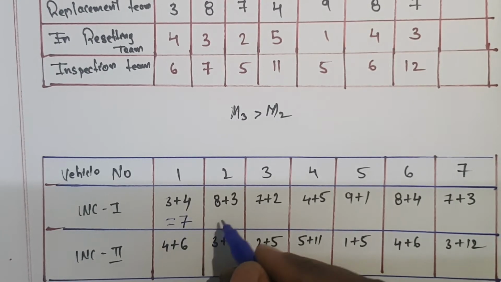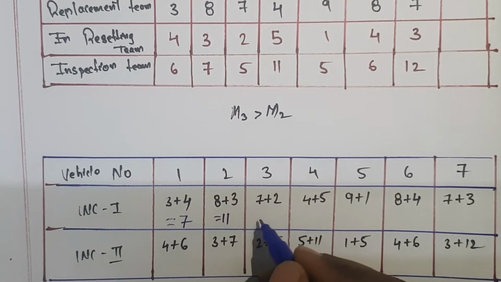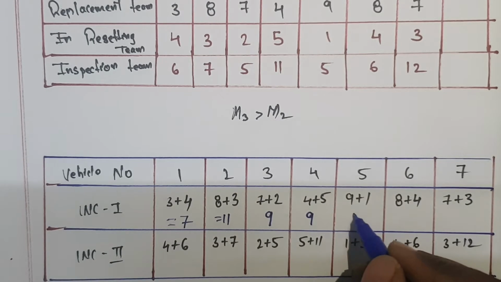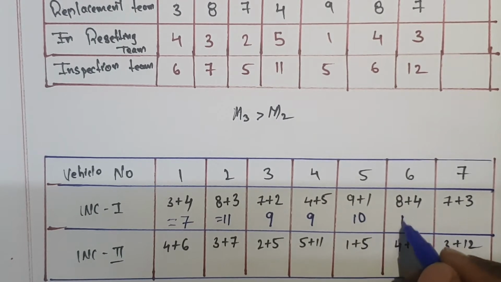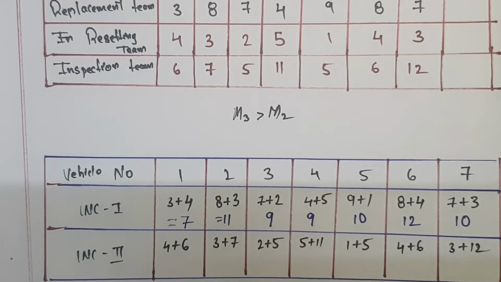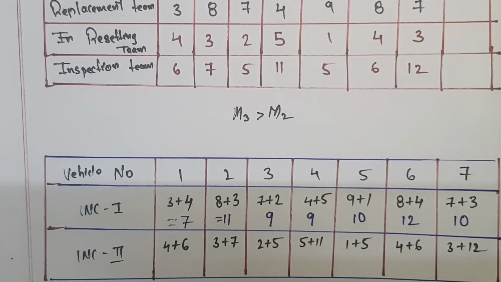7. Next one, how much will the summation be? 11. Next one is 9. Next one is 9. Okay, now next one is 10. Next one is 12. Next one is 10. Okay? Then in the bottom also you have to do the same.